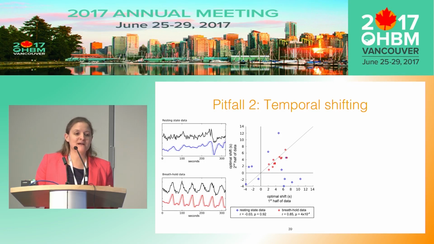I wanted to see how robustly we can identify the optimal shift, so I've plotted the one I determined in the first half of the data versus the second half of the data. It should be the same. It's the same person with the same physiology.